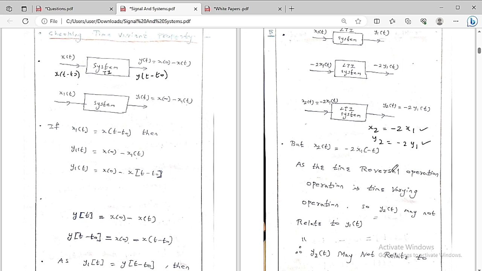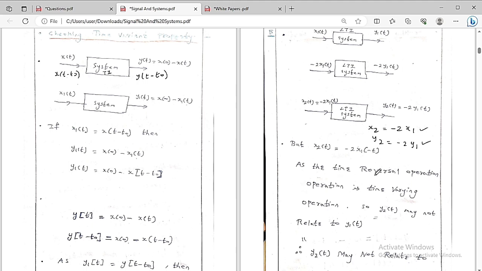We don't know anything about the time reversal for LTI systems, so we don't know what the output would be for a time reversal. An LTI system satisfies two properties, the linearity property and the time invariant property, but nothing is said about reversal. The time reversal property is not satisfied.